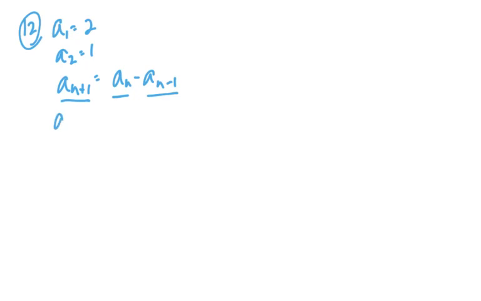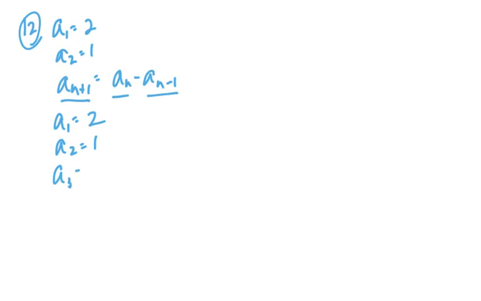Let's look at one more of these. Number 12 says a sub 1 equals 2, a sub 2 equals 1, a sub n plus 1 equals a sub n minus a sub n minus 1. So this is the current term, this is the term before it, and that's the term before that. So a sub 1 is given to be 2, a sub 2 is given to be 1.